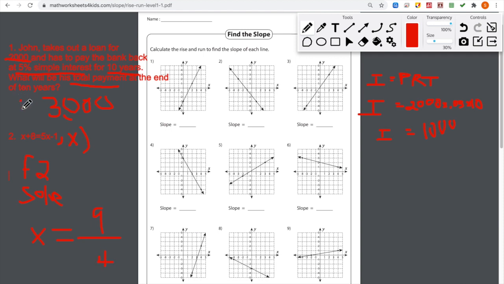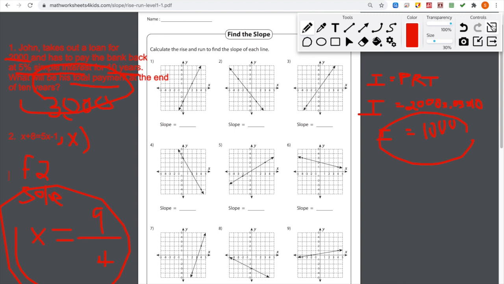All right, so here's our answer for number 1 on the warm-up. Here's our answer for number 2 on the warm-up. So parents, make sure we're checking it. If they ended up getting just 1,000 for number 1, ask yourself, what were you supposed to find? Well, you were supposed to find the total payment, but you only found the interest. So to find the total payment, we have to take how much we started with and add in the interest.